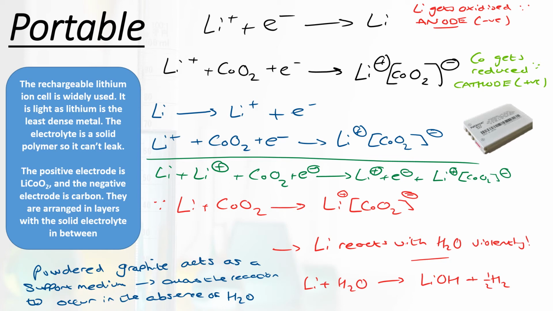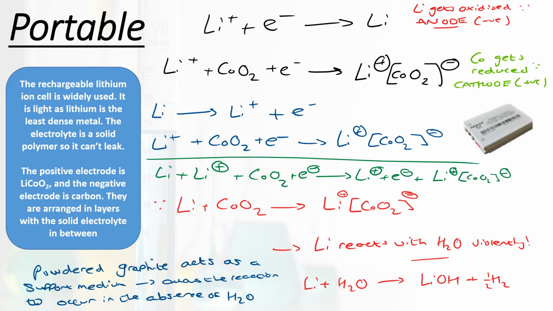So we need to reverse the direction of our lithium half equation. So we have lithium going to lithium plus an electron. And then we have our other half equation exactly the same as we had it before. So lithium plus cobalt oxide plus an electron to produce the lithium cobalt oxide salt, the ionic compound. Now when we combine these two half equations together, our electrons are already balanced, so we just write all the reactants on the reactant side, all the products on the product side. We end up with this full equation here.